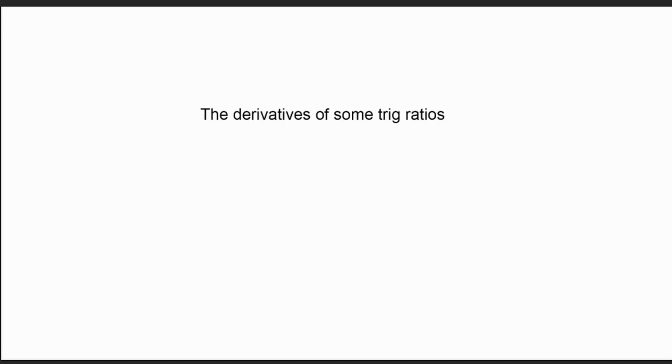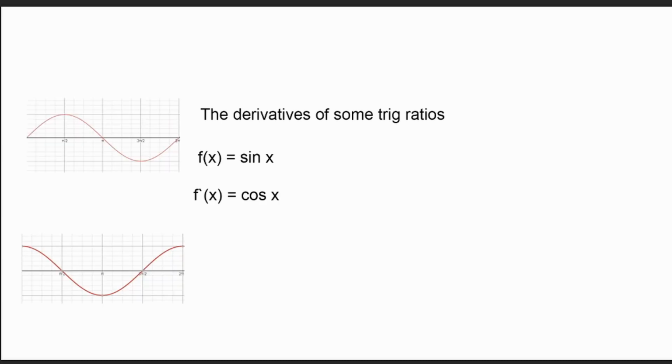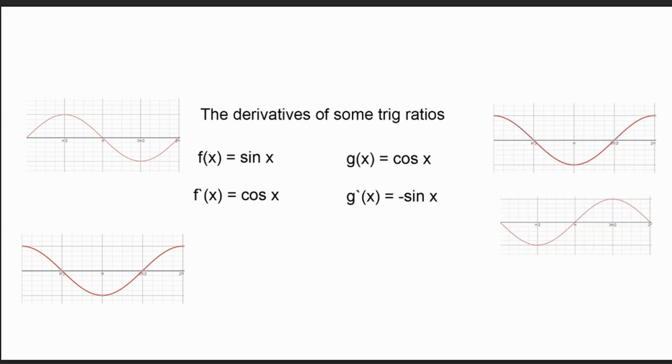The derivatives of the trigonometric ratios sin x and cos x are simpler. All you need to know is that the derivative of sin x is cos x, and the derivative of cos x is just negative sin x. For this video, we won't go into the proofs for these rules, because we just don't have enough time.